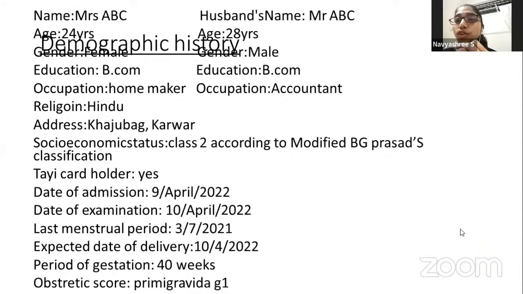They reside at Karwar, Kajubag. They belong to socioeconomic status class 2 according to modified BG Prasad's classification. Mrs. ABC is a Dai card holder. She was admitted to our hospital on 9th April 2022 and examined on 10th April 2022. Her last menstrual period was 3rd July 2021 and her expected date of delivery is 10th April 2022.